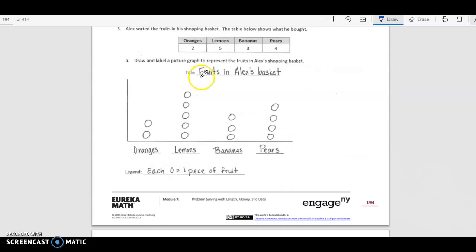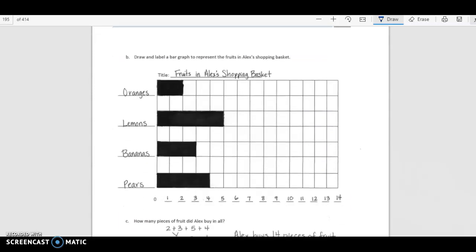Number 3, now we're getting into the graphs. Okay, their title is Fruits in Alex's Basket. We have oranges, lemons, bananas, and pears, and their legend, each circle equals 1 piece of fruit. Okay, so they drew those with oranges 2, lemons 5, bananas 3, pears 4. And then a bar graph, same thing. The numbers go across the bottom. They have their title, oranges, lemons, bananas, and pears, and they colored in their bars nice and neat and thick.